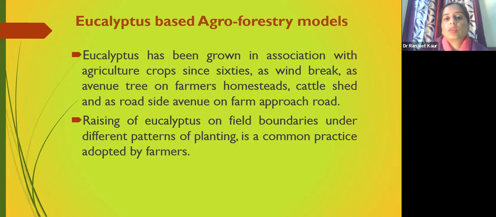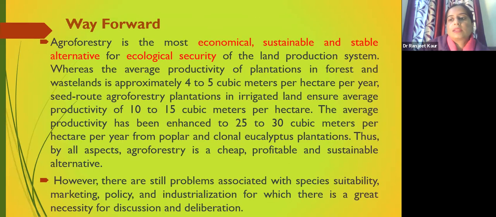Second model is eucalyptus based agroforestry model. Since the 60s, it has been used here as avenue tree on farmers' homestead, cattle shed, and roadside avenue on farm approach road. Raising eucalyptus on field boundaries under different patterns of plantation is a common practice adopted by farmers here in Haryana. What is the way forward of using this agroforestry system?